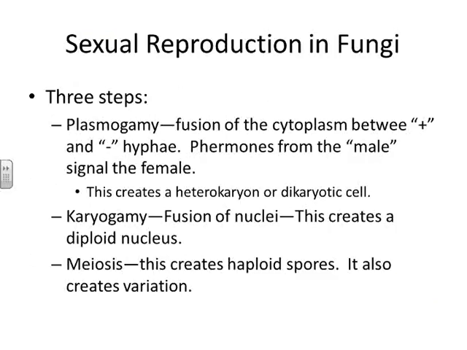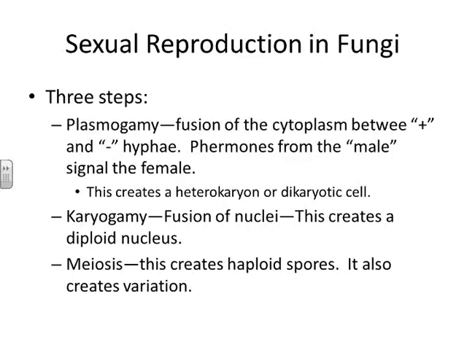So this sort of puts all that in words. Plasmogamy, fusion of the cytoplasm, that should say between plus and minus hyphae. Pheromones from the male signal the female. This creates a heterokaryon. What would that mean literally? Heterokaryon.